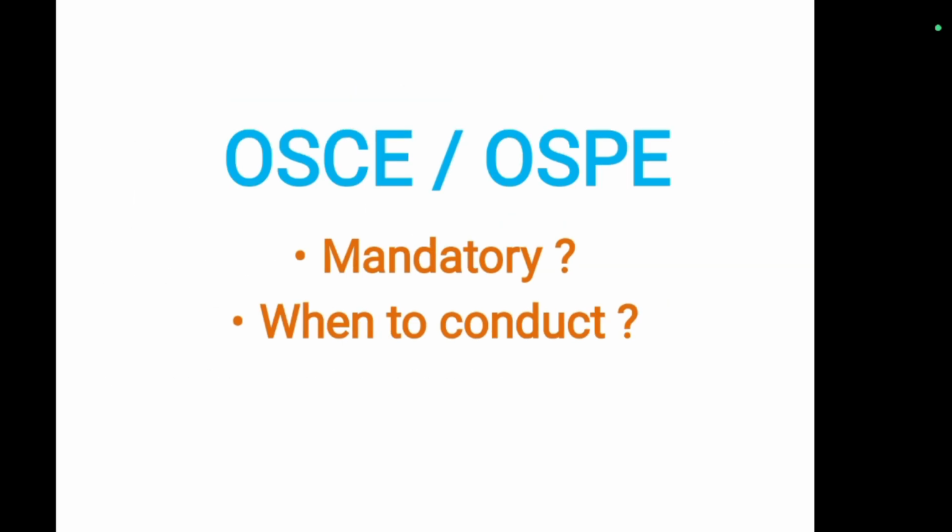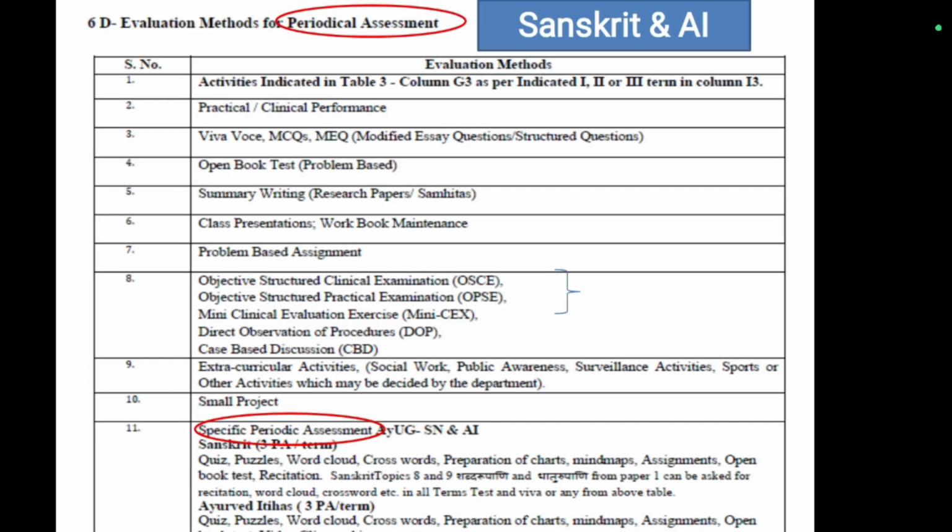Now coming to the main point of the survey, that is OSCE and OSPE, where the first question is when it is mandatory or when it is to be conducted. So here we can see for Sanskrit and Ayurveda Itihas, assessment methods for periodic assessment are mentioned, which have 11. In point number 11 you can see specific periodic assessment is separately mentioned. So there is a confusion.